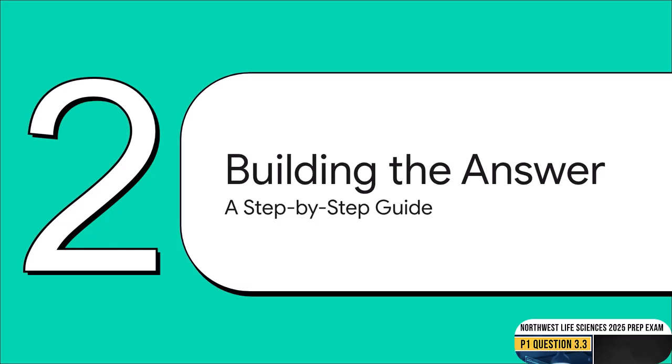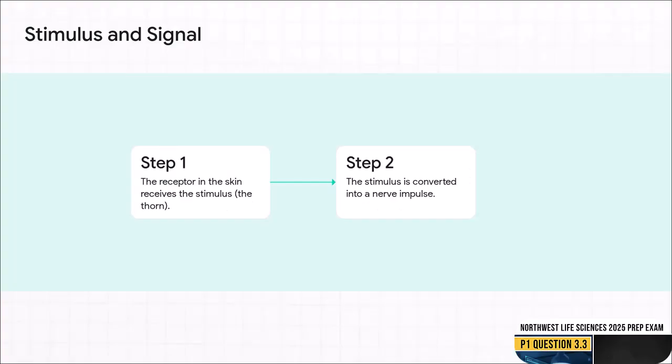All right, so now we get what the question wants. Let's start building our perfect answer, step by step. We're just going to follow the biological path of that nerve impulse, because that is exactly what the examiner is looking for. It all kicks off right here. The very first point you need to write down is that a receptor in the skin, on the foot, detects the stimulus. That's the thorn. Simple. Then, for your second point, you've got to say that this stimulus gets converted into a nerve impulse, which is basically an electrical signal. That's 2 marks right there.